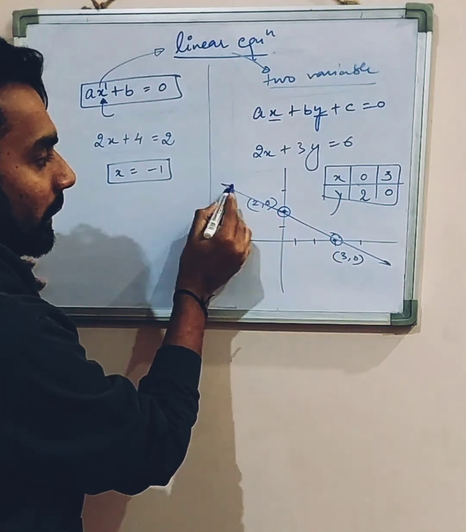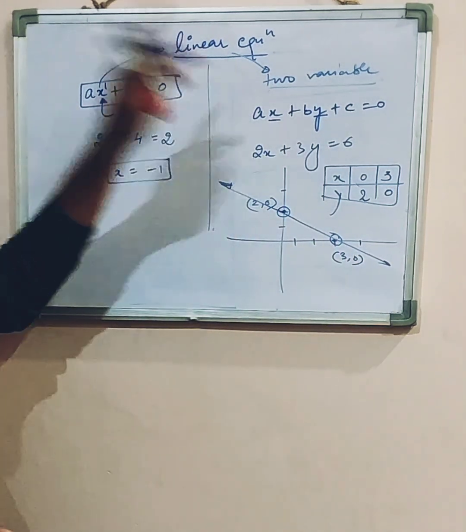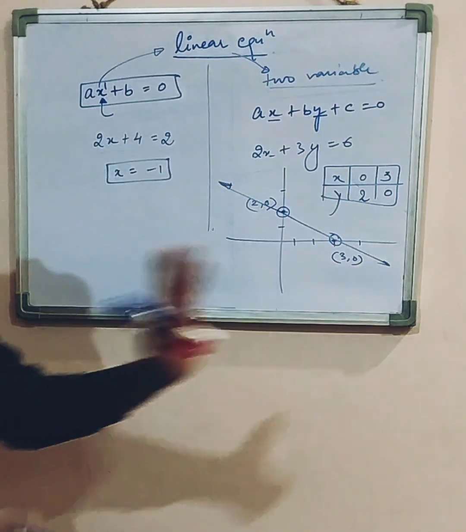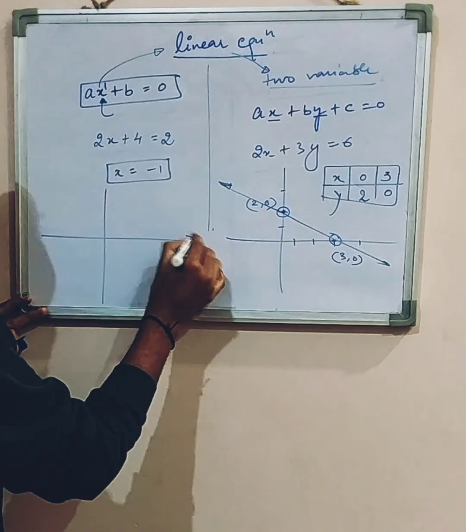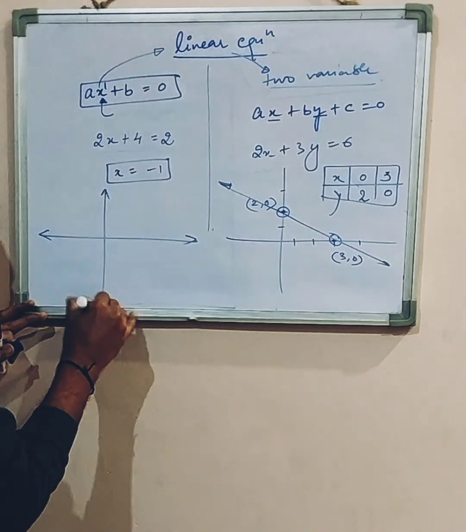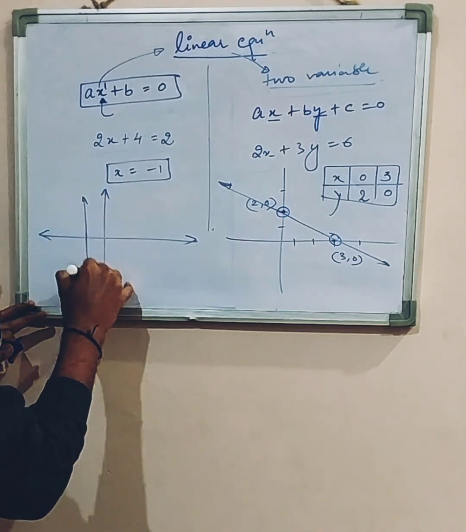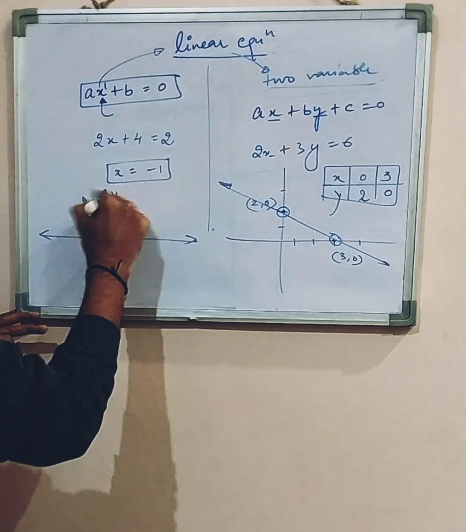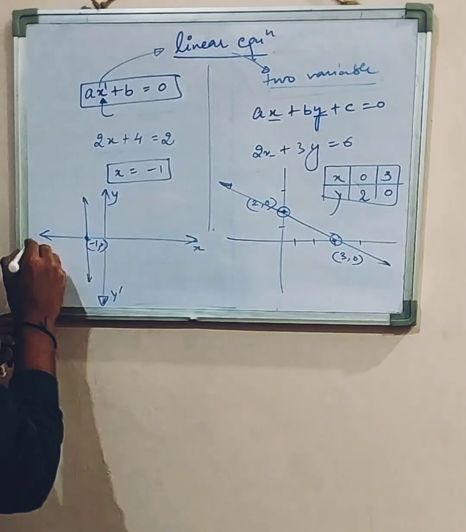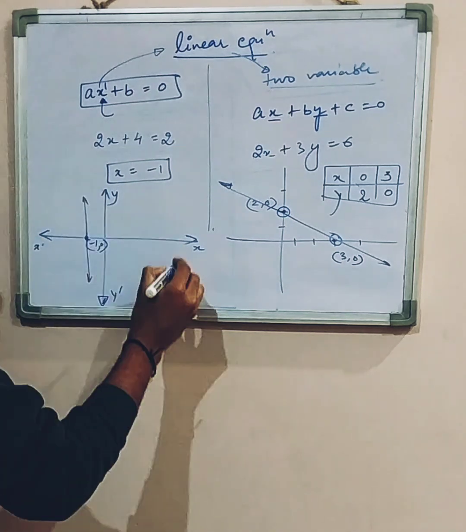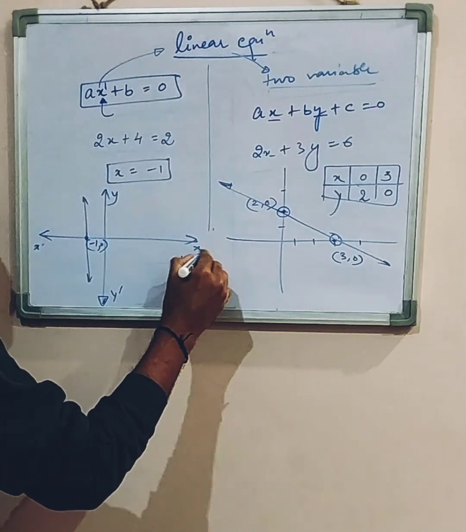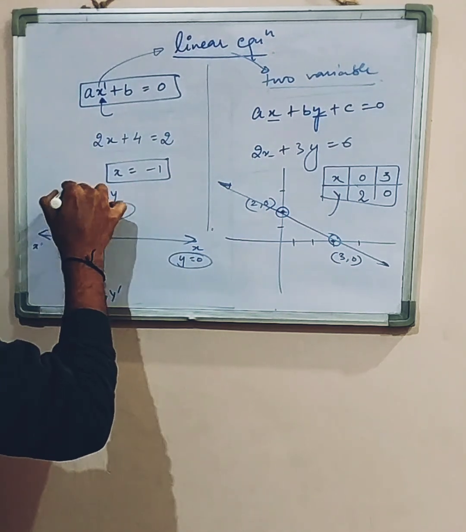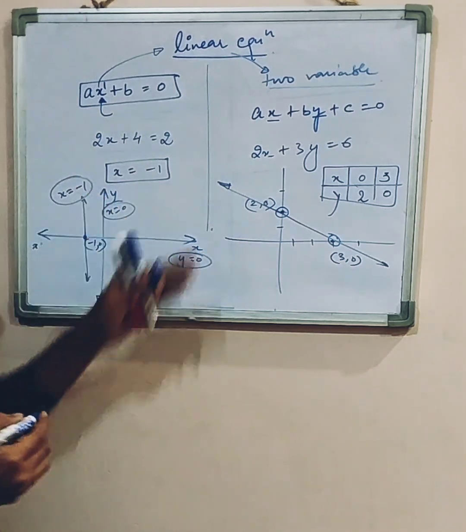So you have to remember that whenever we talk about a linear equation, whether one variable, two variables, or three variables, it will always be a straight line. If I draw the graph of the equation x is equal to -1, this is parallel to the y-axis. Okay. The equation of the x-axis is y is equal to 0, and the equation of the y-axis is x is equal to 0. So x is equal to -1 is a line which is parallel to the y-axis.